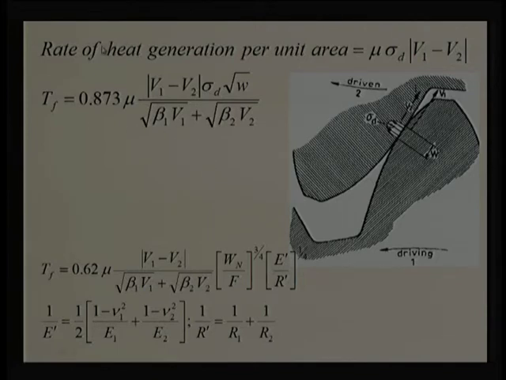What is this relation? This relation has been derived from the rate of heat generation. How do we give the rate of heat generation? There is a mu which we are trying to figure out. This is sigma d, the stresses which are causing the deformation, and this is the relative velocity. At any time, what will be the velocity of the pinion, the velocity of the gear, and then what will be the difference. Naturally, this difference in velocity will be 0 at the pitch circle.